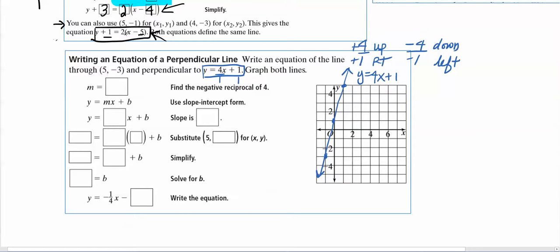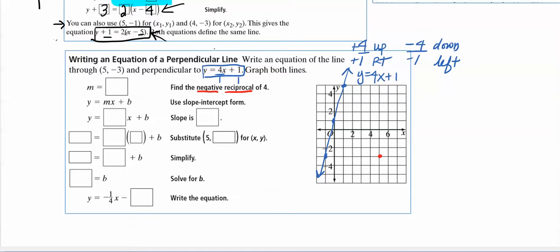So the question says write an equation of a line through (5, negative 3). So let's find the point (5, negative 3). It's right here. All right, we want a line that goes through this point and is perpendicular to this blue line here. So the first thing we need to do is find the negative reciprocal of 4. Now, when I went over perpendicular, I said opposite reciprocal. Opposite negative works out the same way.